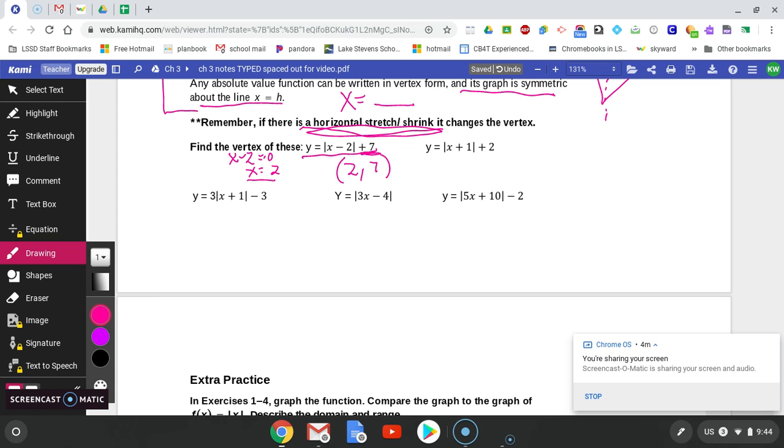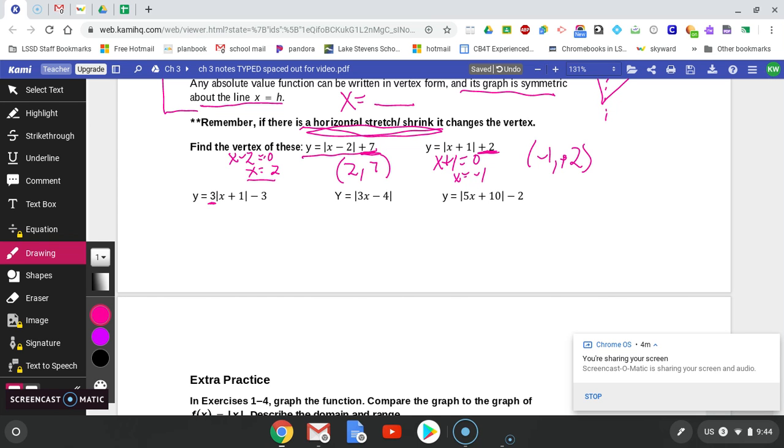Okay, so I have x plus 1 equal to 0, which means that x is going to be negative 1. So my vertex would be at (-1, -2). No, (-1, positive 2), because this is a positive 2. We keep that number exactly how it is.